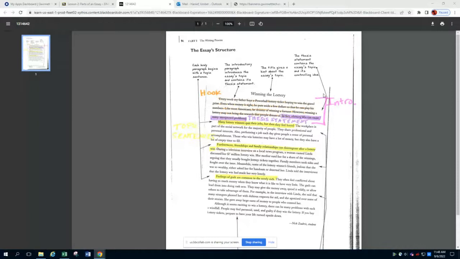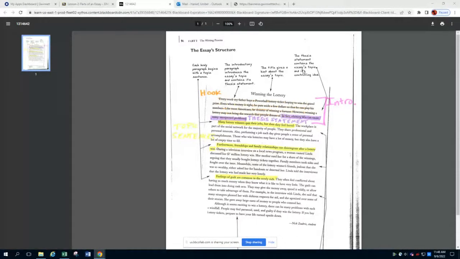Read it to me. In fact, a lottery win can cause many unexpected problems. Where is the sentence located? At the end of the hook. No, it's after the hook. It's at the end of the what? Intro. The job of this sentence is called a thesis statement, the last sentence of the intro. And what is its job, Ashima? To tell us what the essay is going to be.